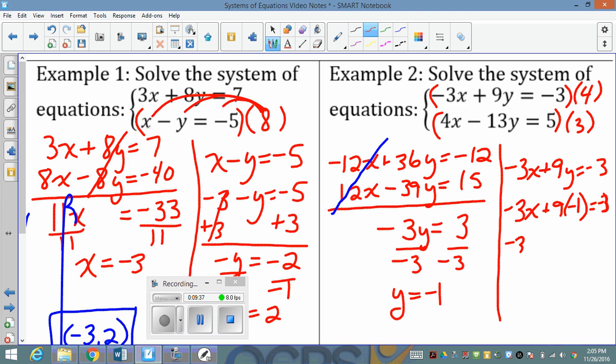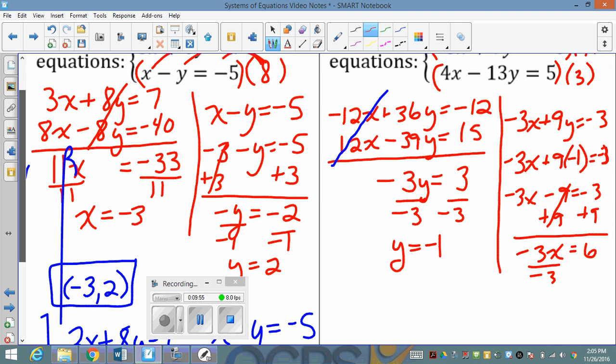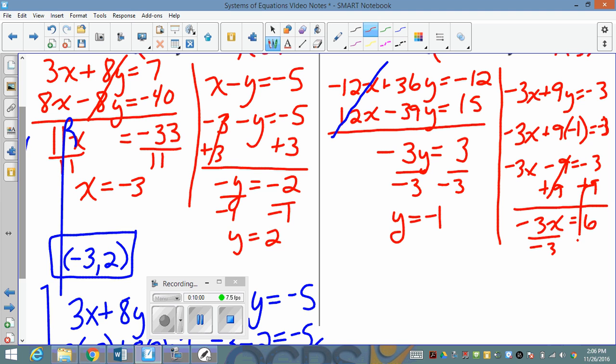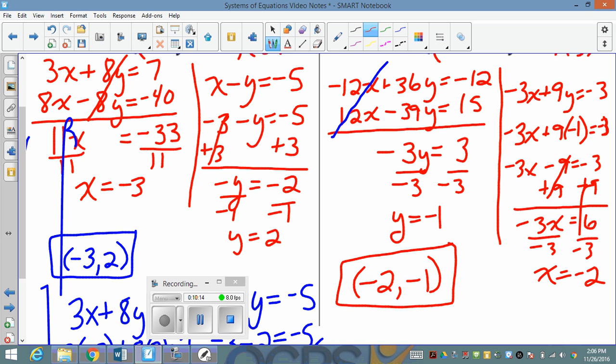So I get -3x minus 9 equals -3. Adding 9 to both sides, and dividing by -3, giving me x equals -2. Now remember, when you write your answer, it's a point x comma y, so it's (-2, -1). Make sure to put it in the right order.